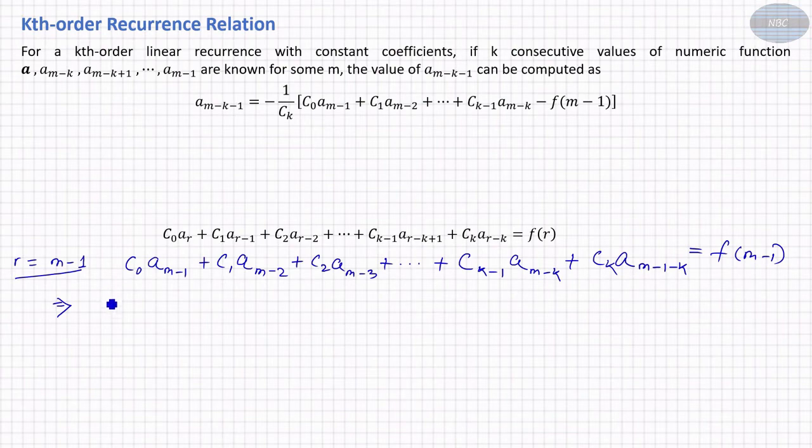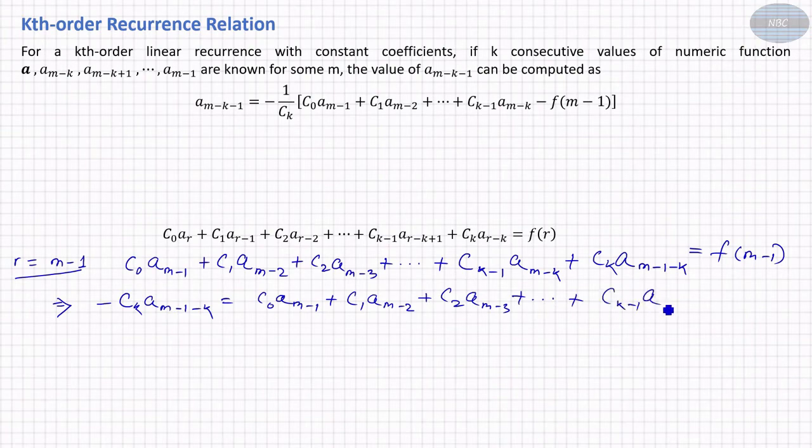So this can be written as: minus c_k a_{m-1-k} is equal to c_0 a_{m-1} plus c_1 a_{m-2} plus c_2 a_{m-3} plus up to c_{k-1} a_{m-k} minus f_{m-1}.